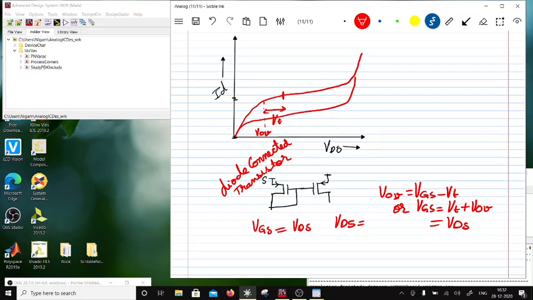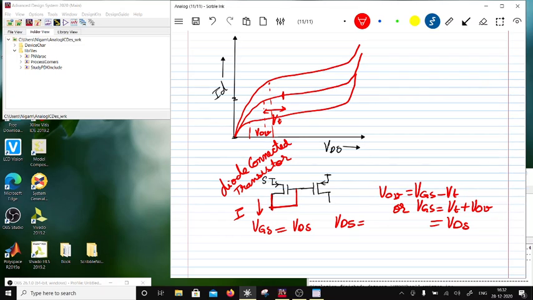No matter if I reduce the current or increase the current, the device would always be biased VT above the V overdrive. So this is what this connection does. It places the transistor always in the saturation region, no matter what current you draw here.